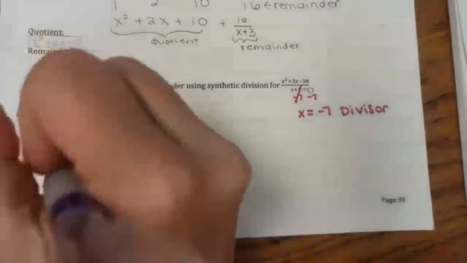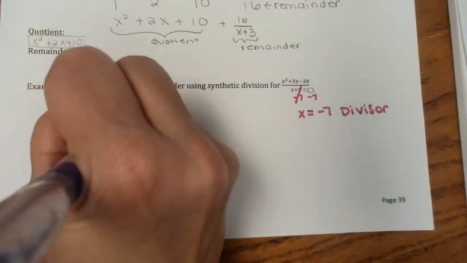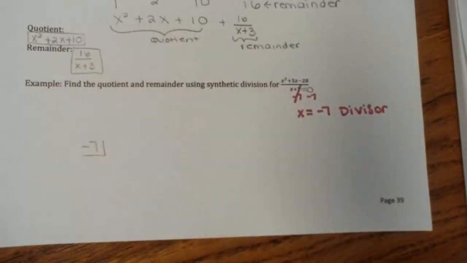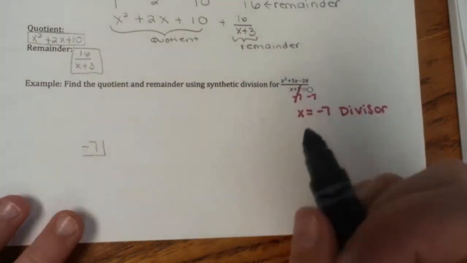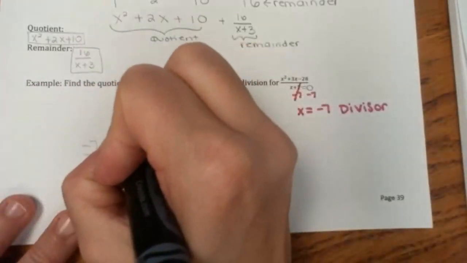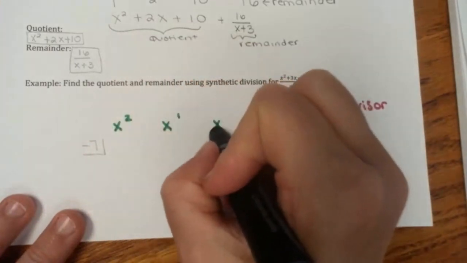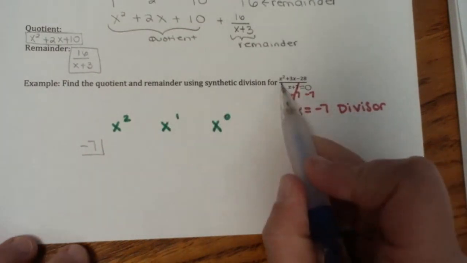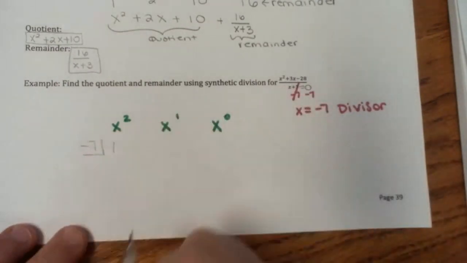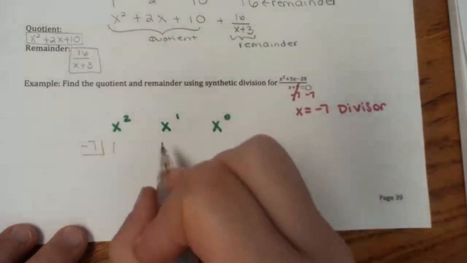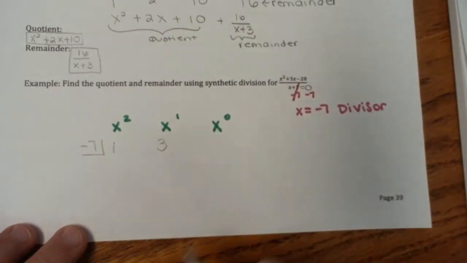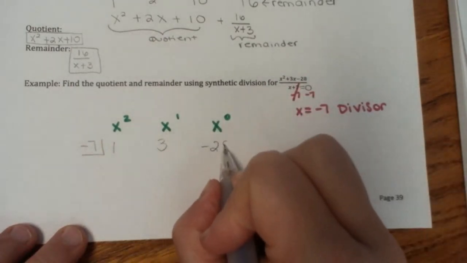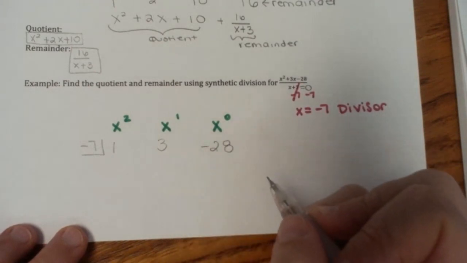So negative 7 goes into our little box. And then now we need to set up our columns. So if we have x squared as our highest exponent, so x the second power, x the first power, x the 0 power. So 2, 1, 0. So that tells us I have 1x squared, so positive 1 in the x squared column, plus 3x, so positive 3 in the x column, and then minus 28, which is our constant, meaning it has no x's.